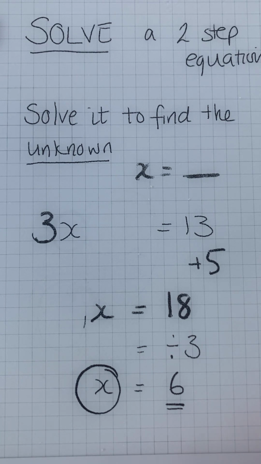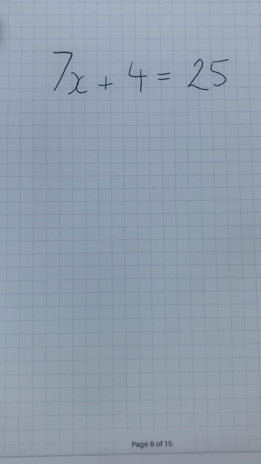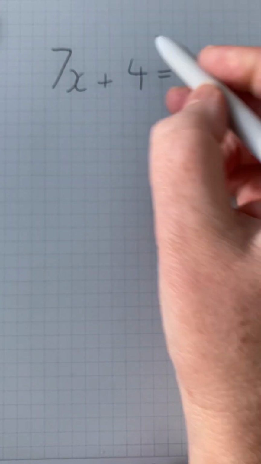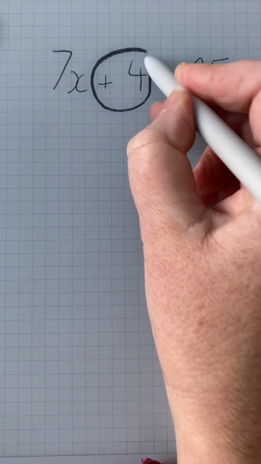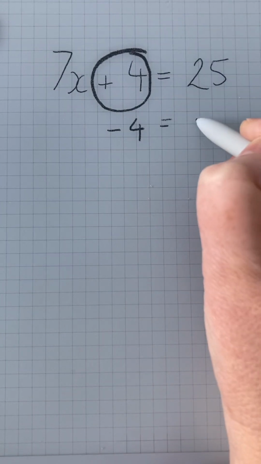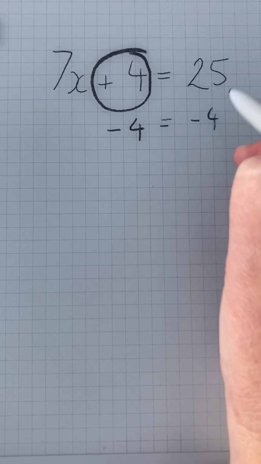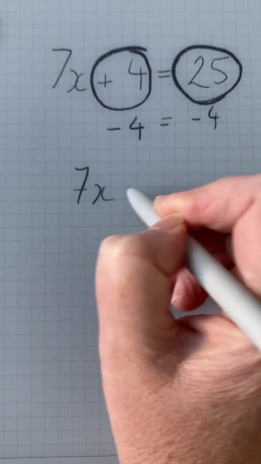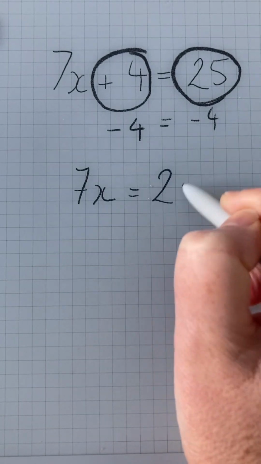So there are a few more for you to try. This one here. So pause the video, have a go, and I'm going to solve it in a wee second and give you the answer. Okay, so I need to first of all get rid of this plus 4. So I'm going to take away 4. I've done that on that side, so I've got to do that on this side as well. So I'm going to take away 4 from 25. So I'm going to end up with 7x equals 21.